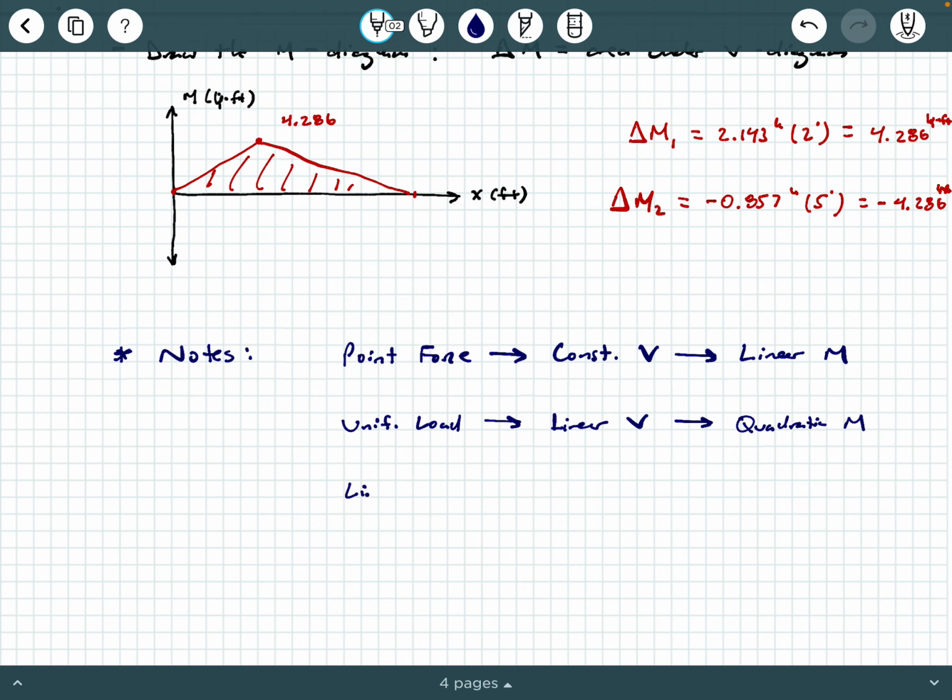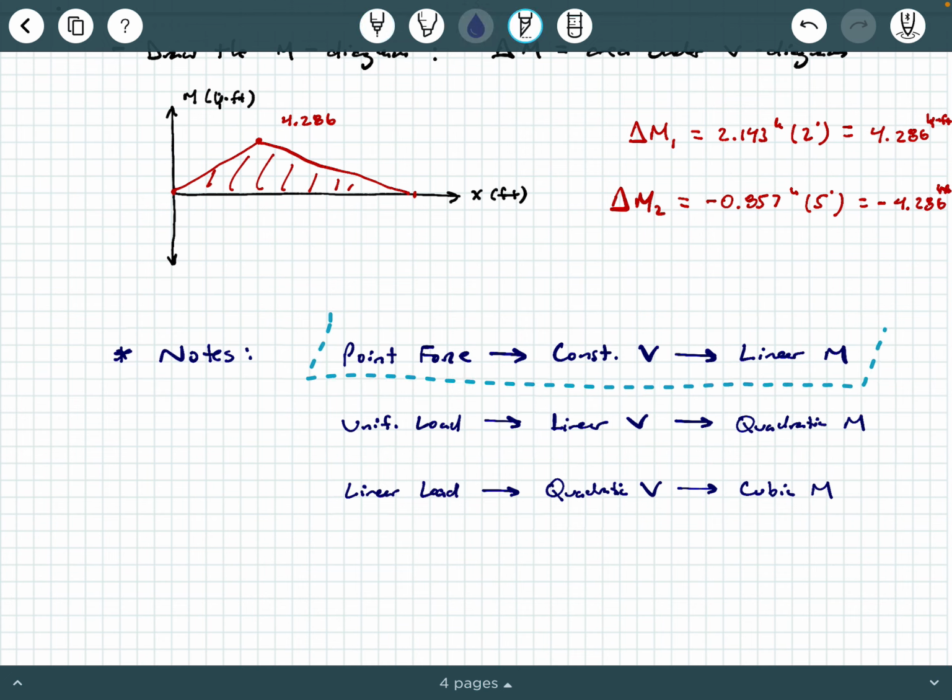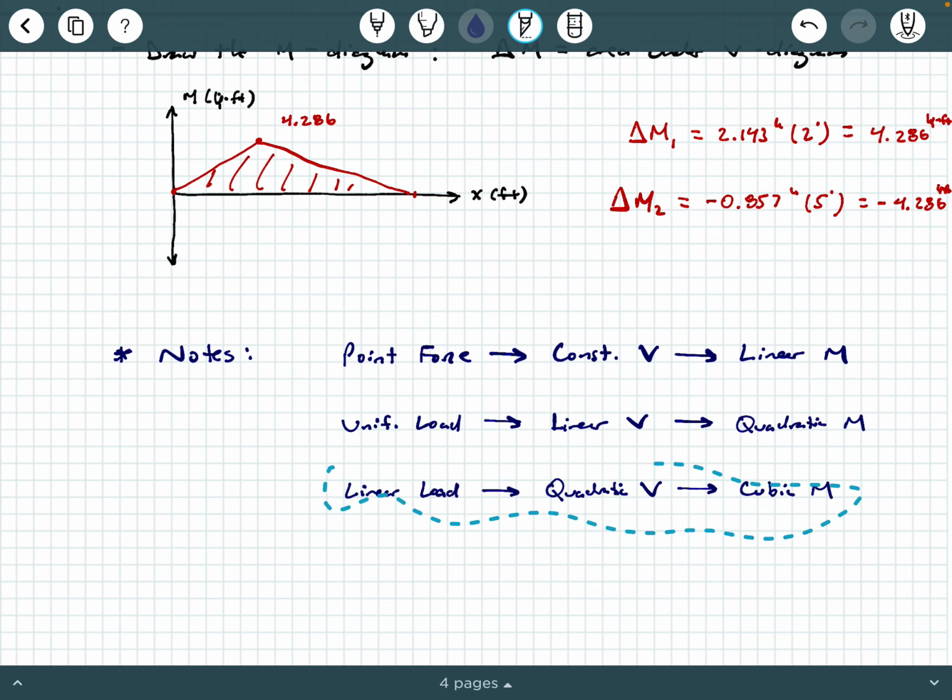What if you have a linearly varying load, right? That's like a triangular shaped load. You integrate something linear, what do you get? You get quadratic. So in this case, we'd get quadratic shear. And you integrate that, what are you going to get for moment? A cubic moment function. Now, which one of these notes did we exercise in this particular example? Well, we exercised this situation. So we had a single point force, we had constant shear segments, and we had linear moment segments, okay? So be on the lookout for my next couple of videos, which may exercise these two notes as well, okay?